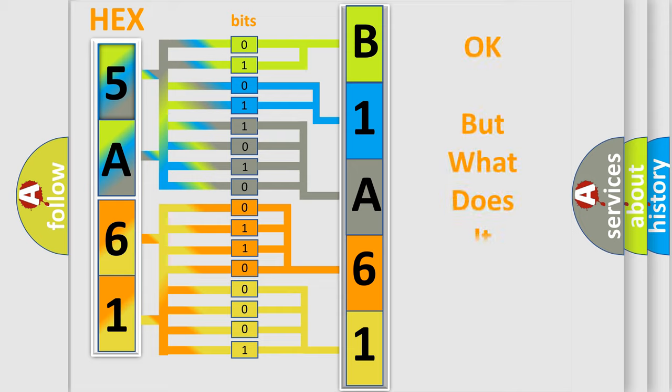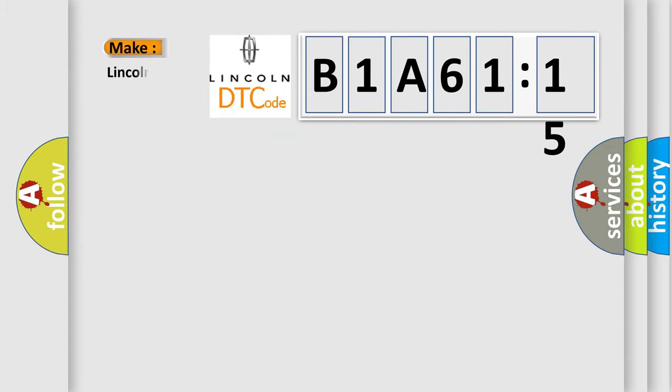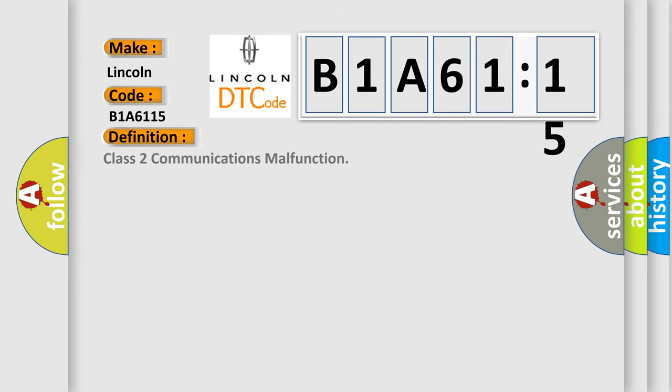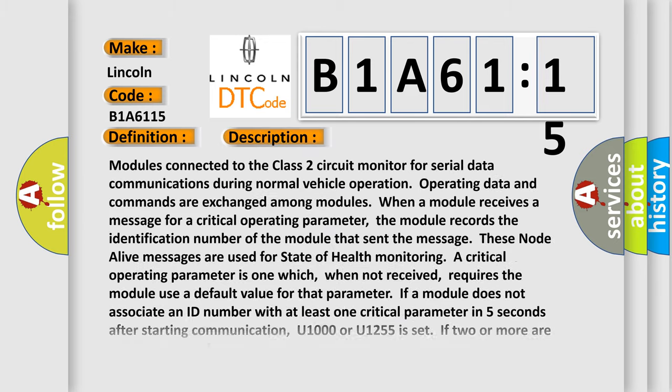The number itself does not make sense to us if we cannot assign information to what it actually expresses. So, what does the Diagnostic Trouble Code B1A61-15 interpret specifically for Lincoln car manufacturers? The basic definition is Class 2 communications malfunction. And now this is a short description of this DTC code.